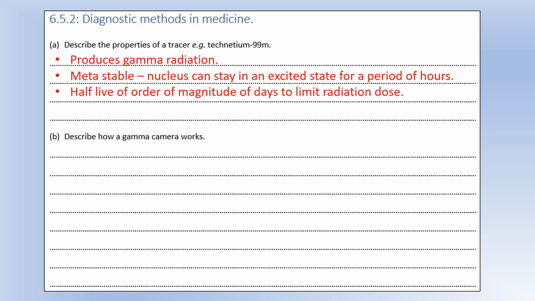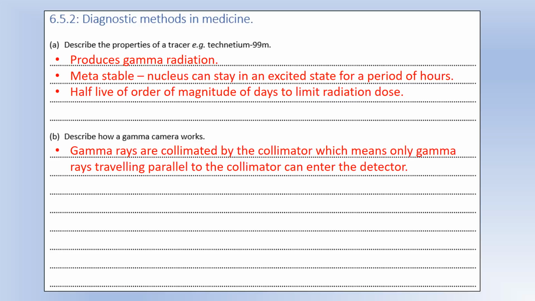The tracer produces gamma rays, so we need a gamma camera to start making images of the body. The first thing that happens is the gamma rays are collimated, which means they pass through a collimator, which is basically a set of tubes, and only gamma rays traveling parallel to the collimator can enter the detector. So we essentially filter out all the gamma rays which would mess up our image.